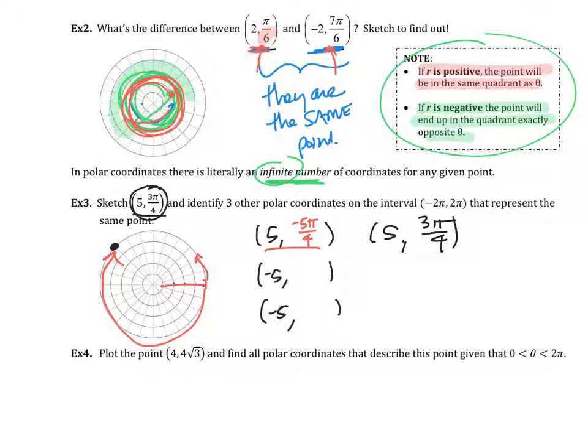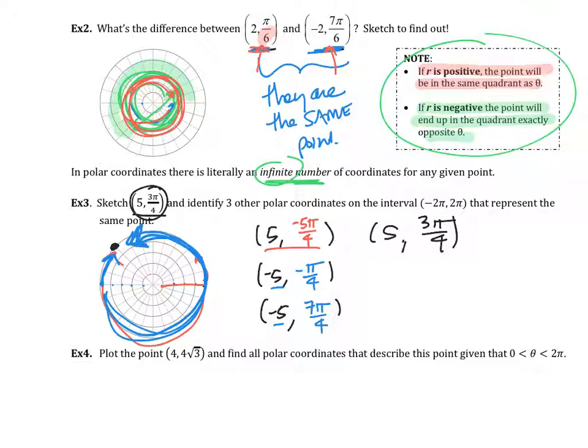Then I could do a negative, two ways to locate that point with negative 5 to start with. So remember, if I go to negative 5, I'm going to go 1, 2, 3, 4, 5, and I can rotate my opposite direction, or the negative direction, or I can rotate the positive direction. So if I rotate the negative direction, that's going to be (-5, -π/4). And if I rotate the positive direction this way, it's going to be (-5, 7π/4).